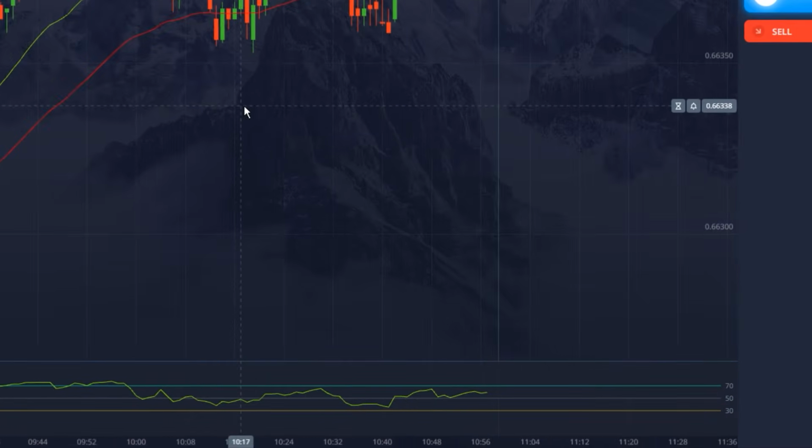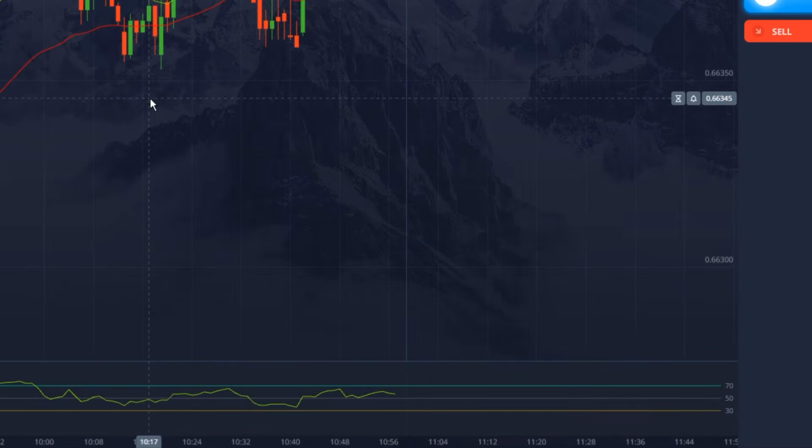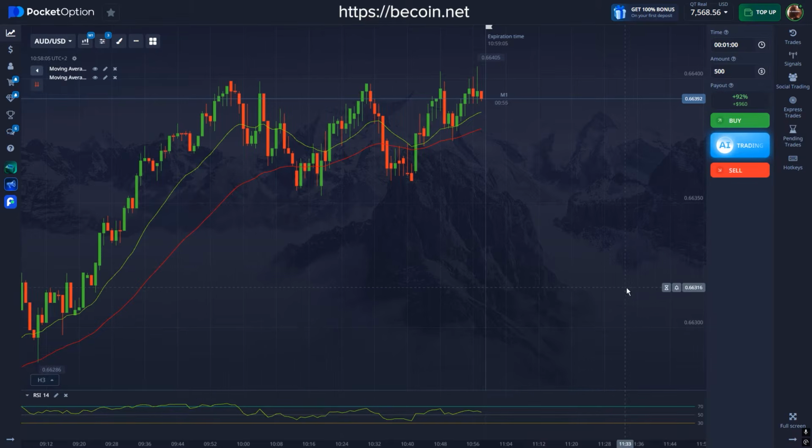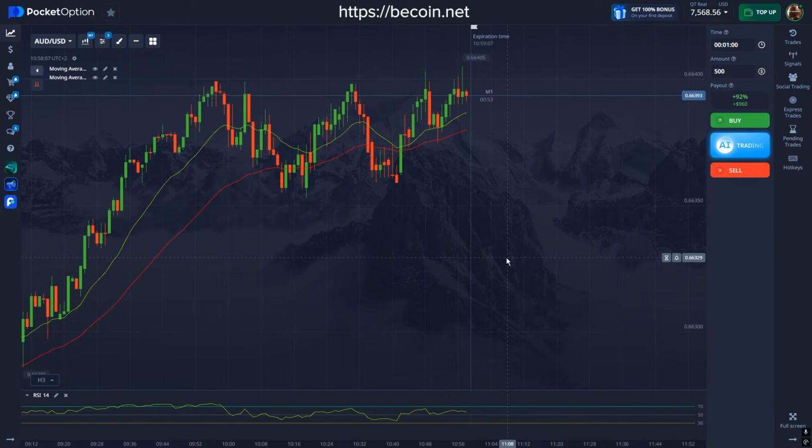Next, momentum and confirmation. RSI set to 14. RSI above 50 means bullish confirmation. RSI below 50 means bearish confirmation. And remember, we only take trades when both indicators align. So let's walk through real trades using this setup.